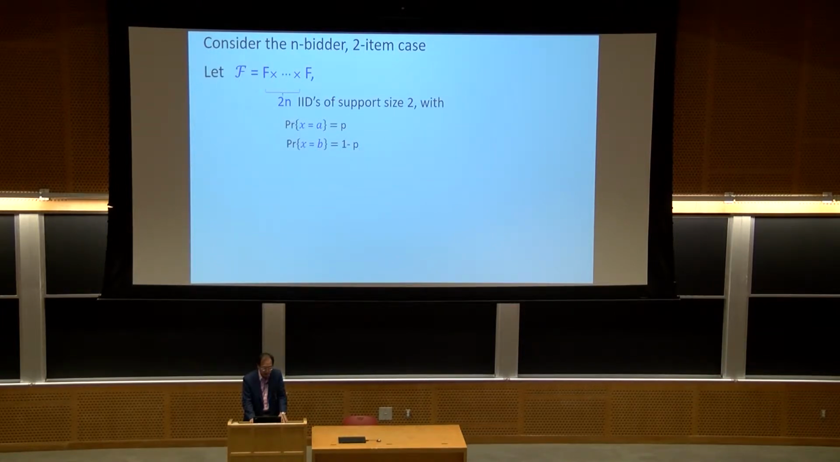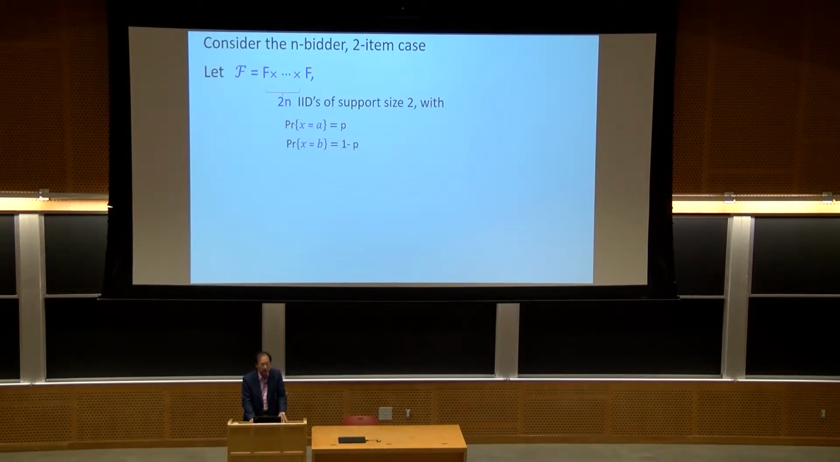And furthermore, they are really simple. The support of the IID has only 2 values. So there's a low bid and a high bid. The low bid is A, and the high bid is B. So B is strictly greater than A.